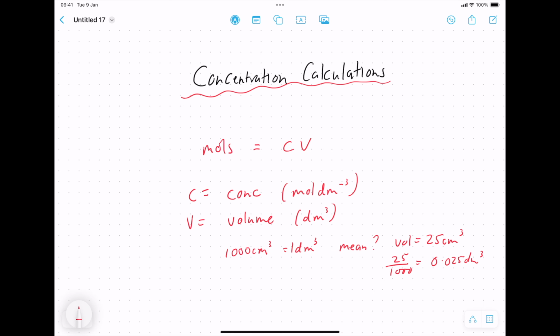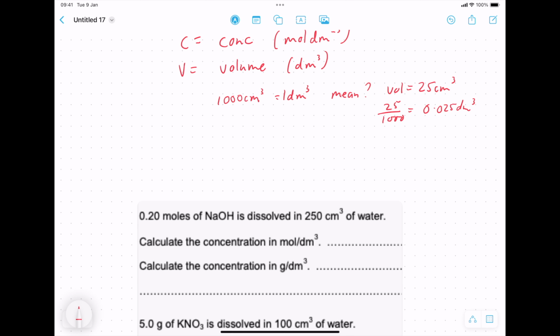These types of calculation come up in titration questions, acid-base neutralization questions, so very, very common there. But for now, we're just going to get practice at using this formula. So let's look at the examples. So in the first one, it says 0.2 moles of sodium hydroxide is dissolved in 250 centimeter cubed of water. Calculate the concentration in moles per decimeter cubed.